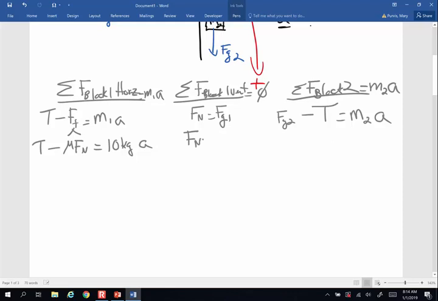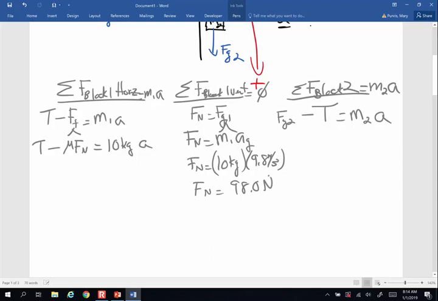Force normal is going to be the force of gravity on block 1. This will be mass 1 times the acceleration of gravity. So normal force, mass 1 is 10 kilograms. Acceleration of gravity is our old friend 9.8 meters per second squared. And force normal then is going to be 98 newtons.